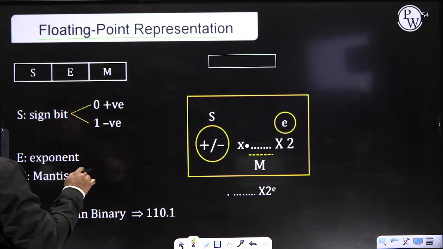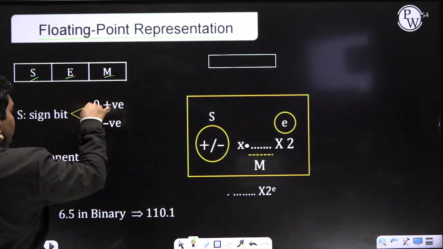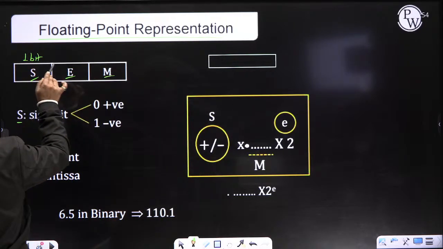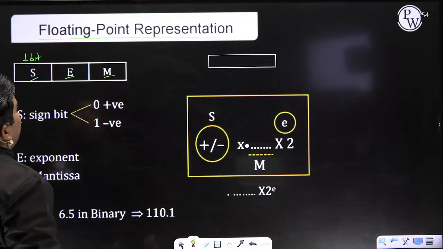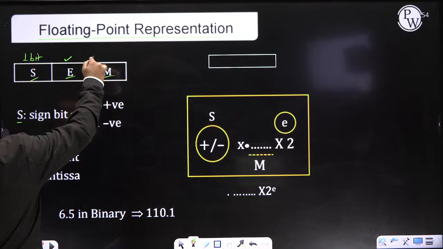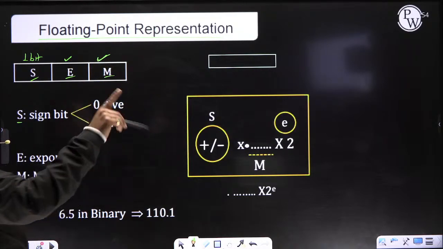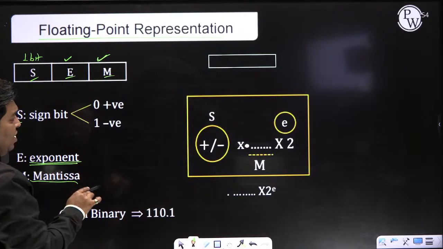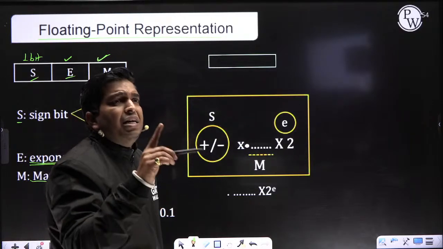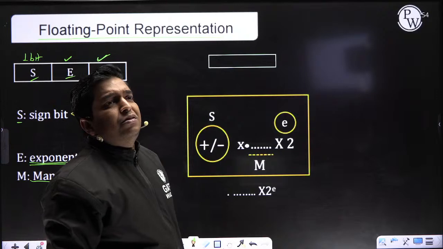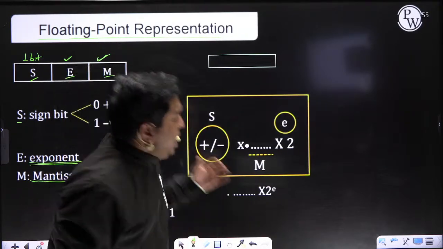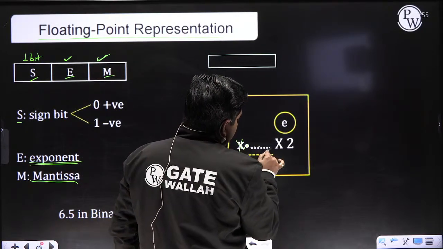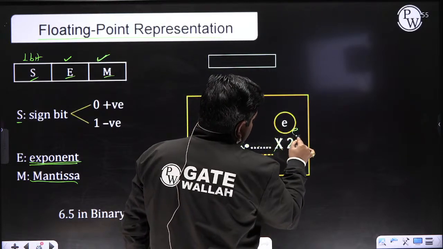So what I am saying, my dear student, is S, E and M. S is the sign bit, that is always 1 bit. And if it is single precision or double precision, then they will give the values of E and M. Here E is the exponent and M is the mantissa. And you represent it as either plus or minus, x dot something multiplied by 2 raised to power e.